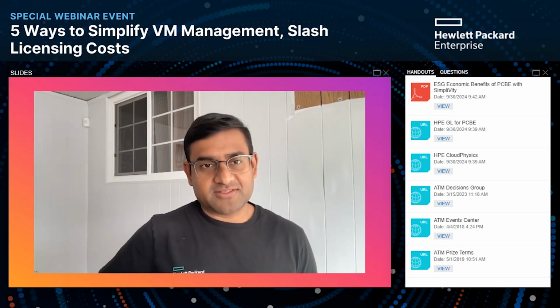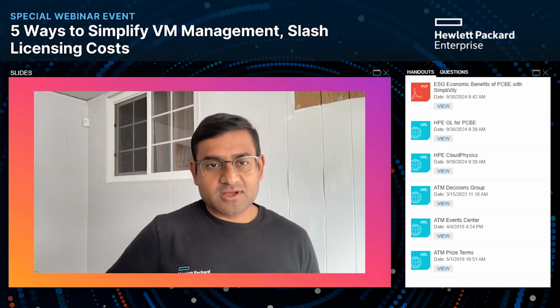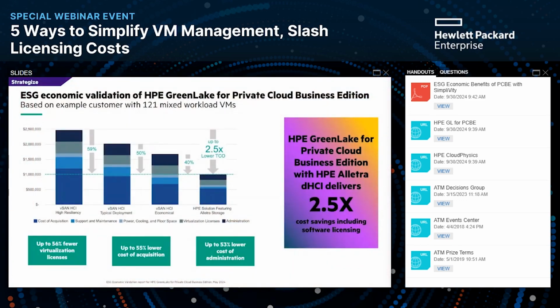And the example that they used is they ran 121 mixed workload VMs, right? 121 VMs on different stacks, one with DHCI and the other with competitive products. And they found that Private Cloud Business Edition with Alletra Storage MP delivers more than 2.5x in terms of total cost savings, right?